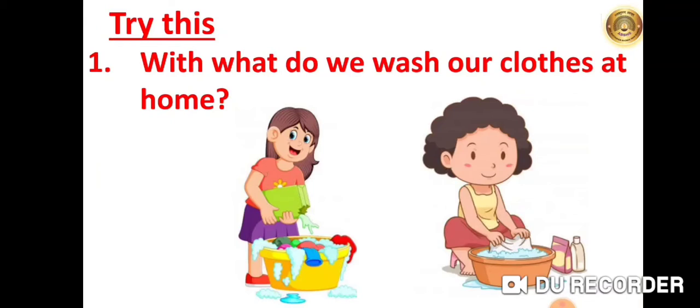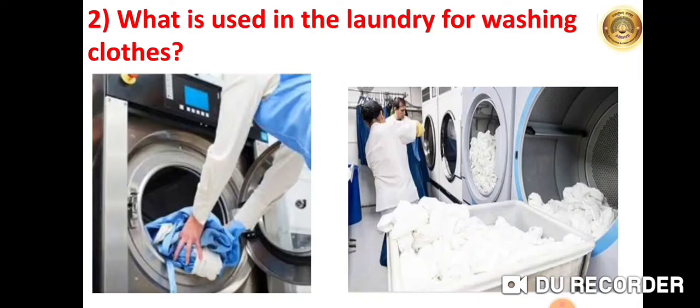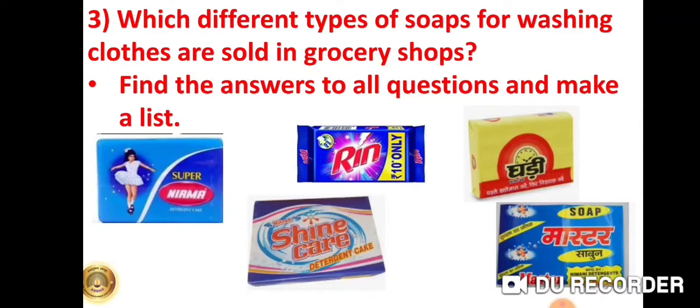The next activity: with what do we wash our clothes at home? So when you wash your clothes at home, or when you must be seeing your mama washing your clothes at home, with what does mama wash clothes? Correct. She washes clothes either with soap, maybe in the machine, or she might be giving it to the laundry, or the next option, she might be washing clothes at home itself. But to wash these clothes, what do we require? Yes, we require soaps.